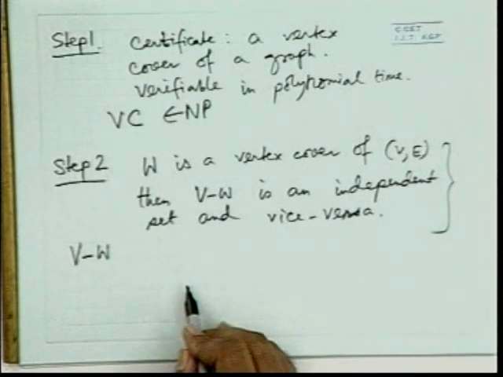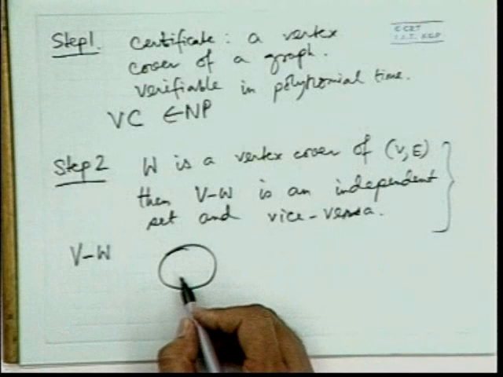So what is the instance? What is the mapping of the instance? Given the graph, this time the transformation is almost immediate. You retain the graph itself, you don't change anything. But the question of k vertex cover will be mapped to a question of n minus k independent set.